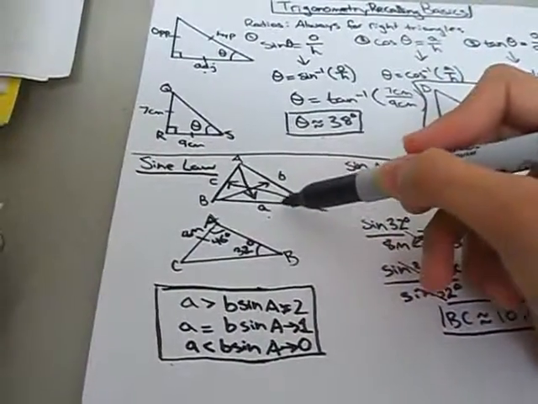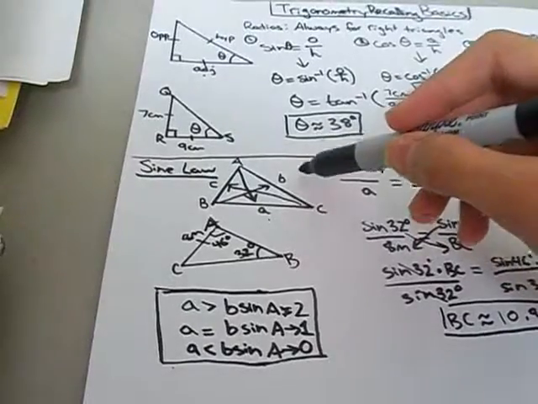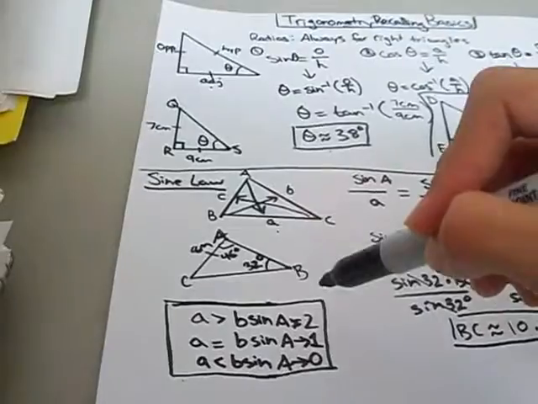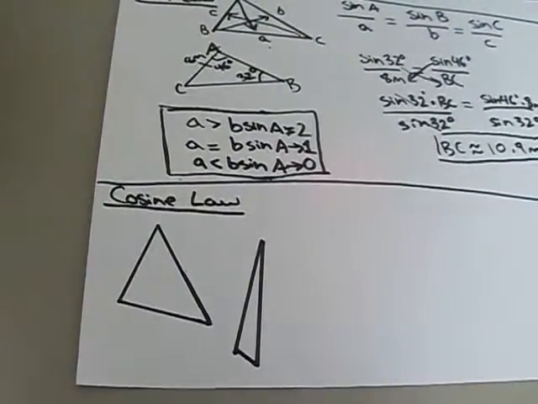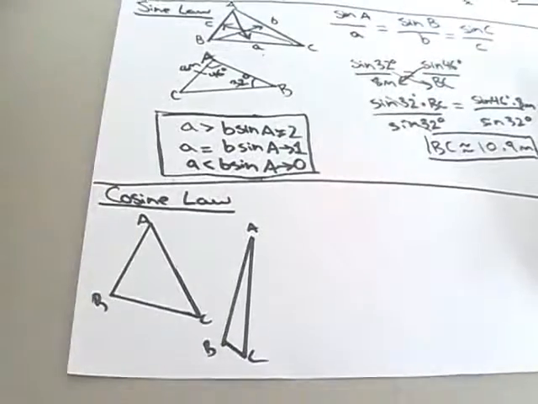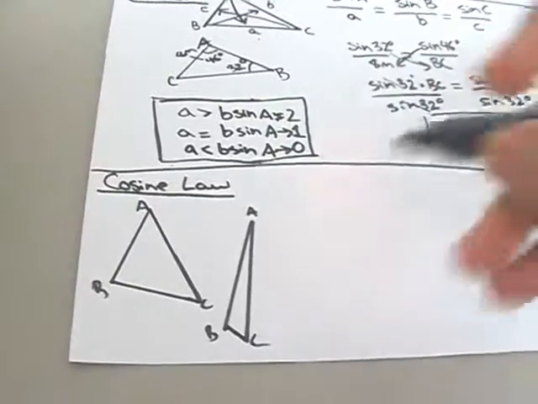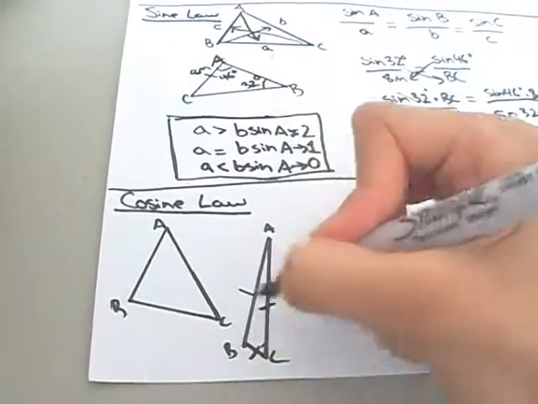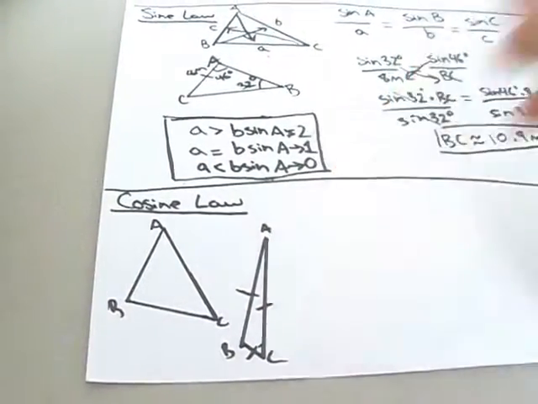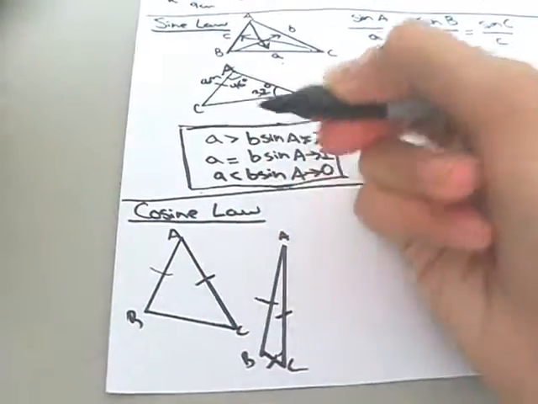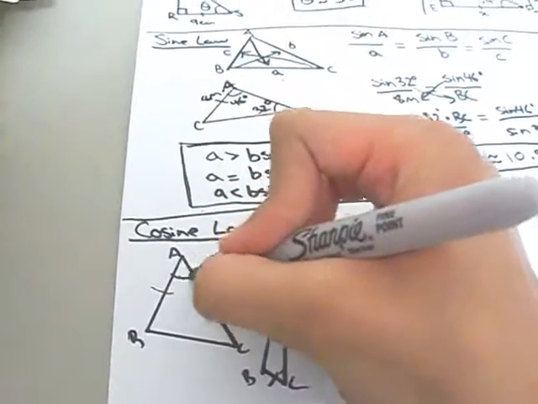So if side length A is greater than B times the sine of angle A, there are two solutions. Our third concept is the cosine law, another method of determining a side length or an angle. The cosine law, developed from the Pythagorean theorem, can be used when three sides are given and an angle needs to be found, such as angle A, or when two sides are given and an angle is contained between them.